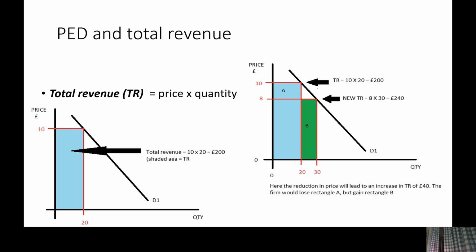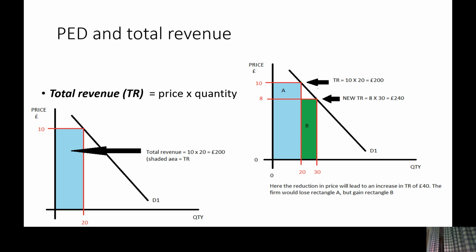As price falls, we would lose Area A, because those 20 customers that were paying £10 will now get the product for £8. So that would be revenue lost from those customers. But the business would then gain Area B. 10 lots of £8 would be the additional revenue gained on these new customers. So Area A would be the revenue lost by lowering price. Area B would be the revenue gained by lowering the price.